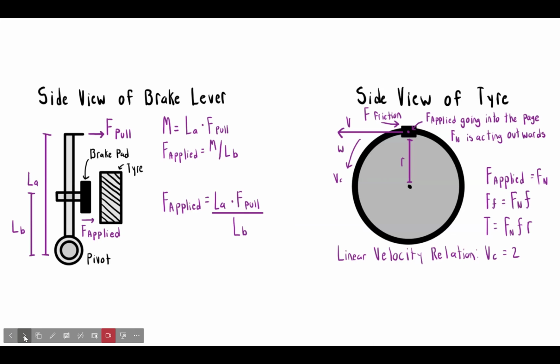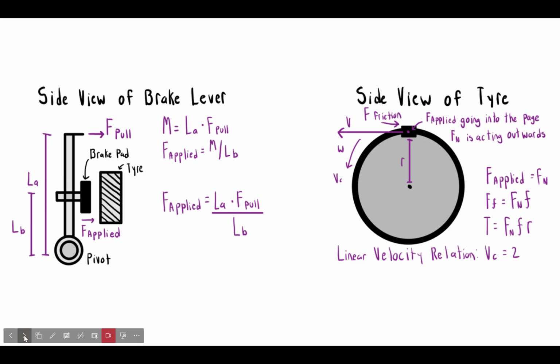In it you have the pulling force, which is applied at the very end of the arm, away from the pivot point. I labeled that whole length as length A. The distance from the brake pad to the pivot point, I labeled as length B. Through some calculations, I took the moment of the full arm and divided it by the distance between the brake pad and the pivot point to get the actual force applied onto the tire itself for one of the brake pads.